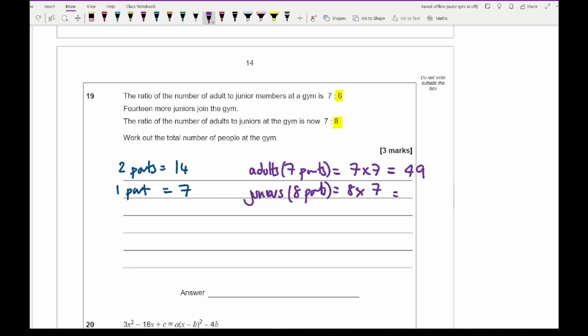And we get 56. And so the total number of people at the gym is going to be those two numbers added together, which gives me an answer of 105.